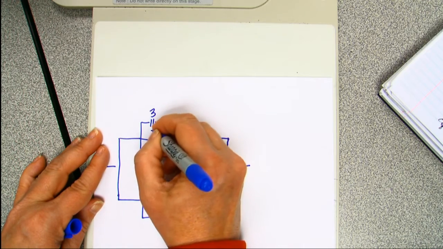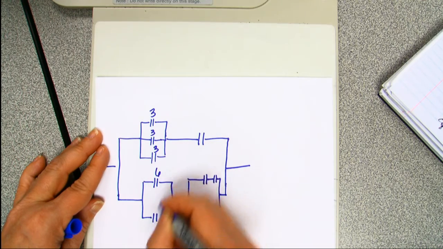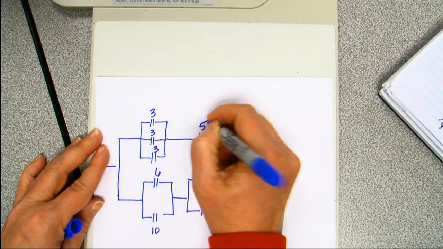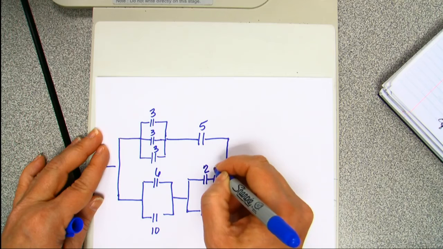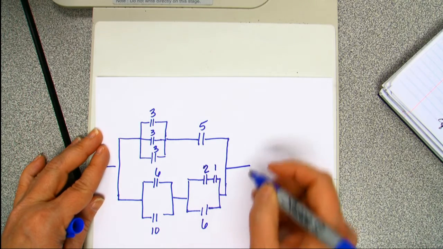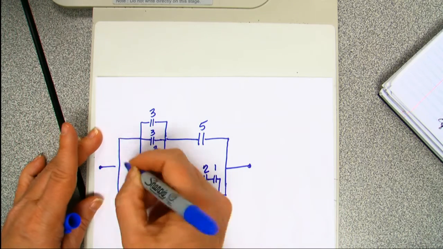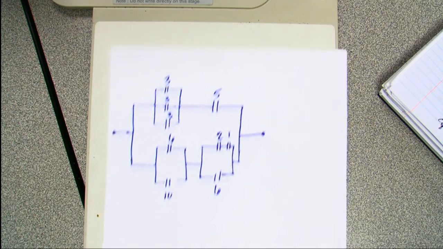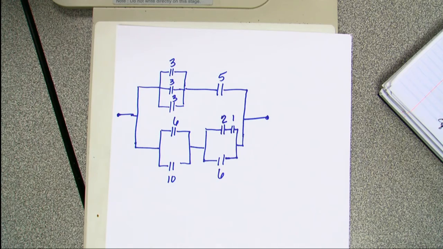this is going to be 3, this is going to be 3, this is going to be 3, we'll make that 6, make this 10, make this 5, make this 2, make this 1, make this 6. And we want to know the equivalent capacitance for the system. And they're all in farads. Okay. First thing you got to do is figure out which ones are in series and which ones are in parallel.